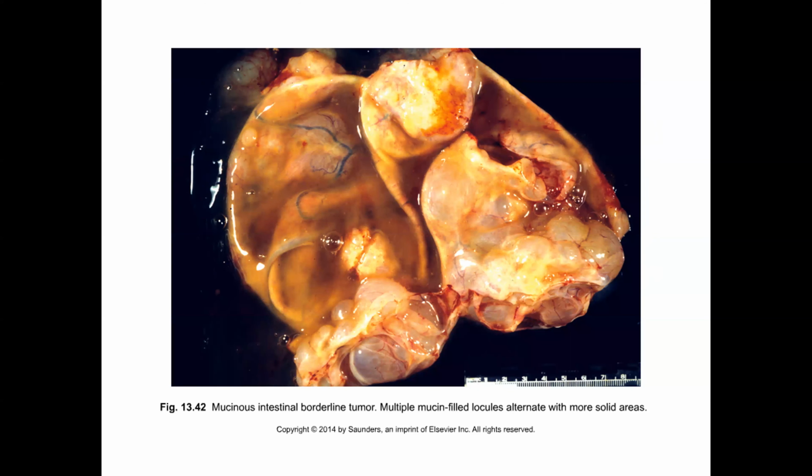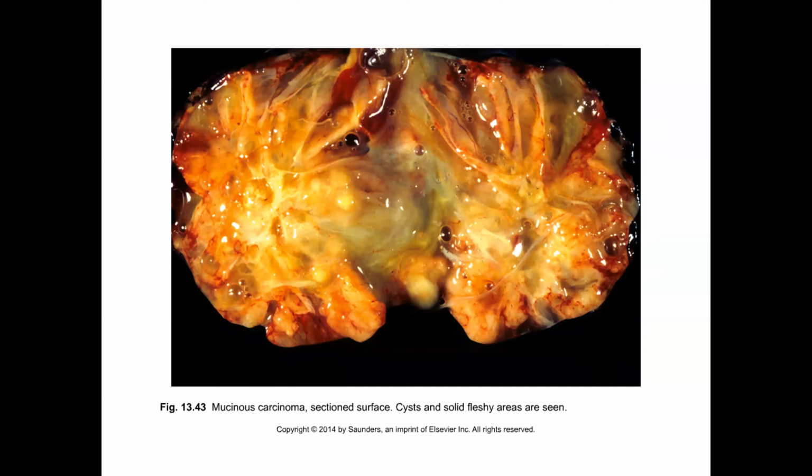Here's another example where maybe we can see a little bit more of the glistening mucinous type of fluid, and we see variable cysts and some solid areas in between. Here's a mucinous carcinoma with clearly maybe more serous type of central core area, maybe some more fleshy areas, and variable size cysts.